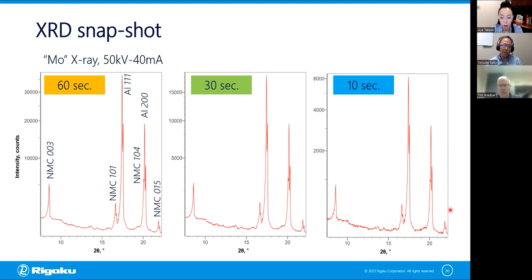So that way, you can speed up your XRD measurement. This is really important for C-rate dependent operando XRD measurement.